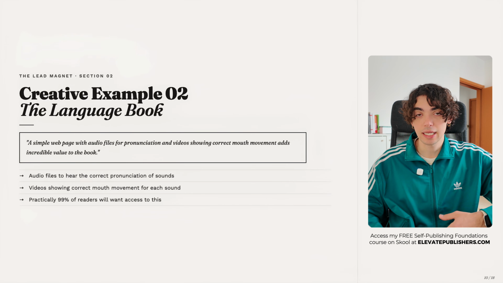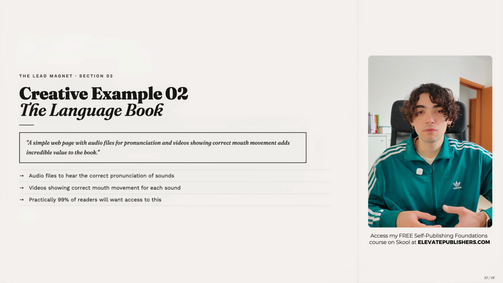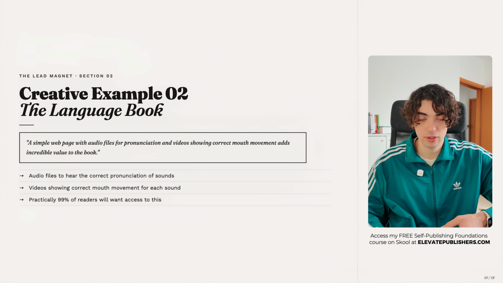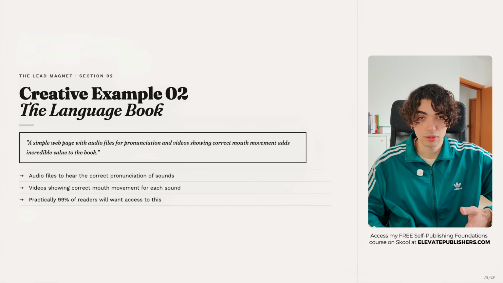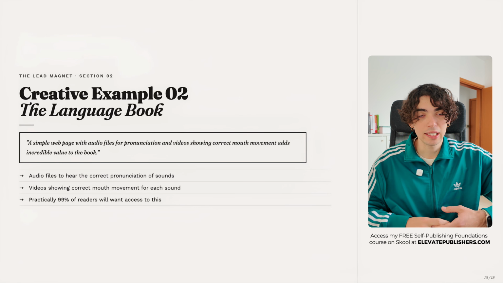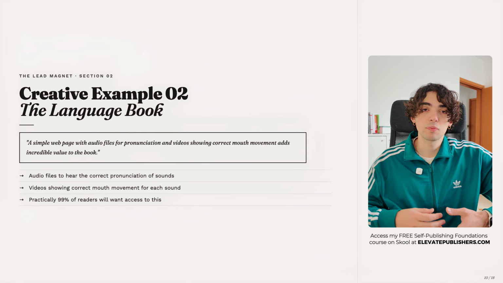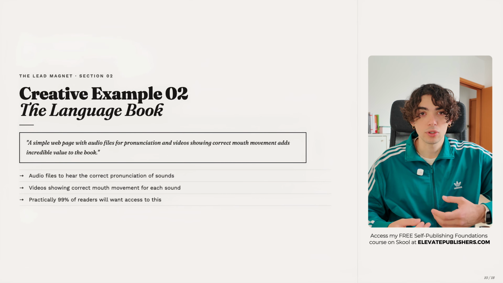Let me give you a second example. Imagine you want to publish a book to help people become fluent in a language. You could use a very simple page on your website as a lead magnet where you host audio files to hear the correct pronunciation of certain sounds, or videos where you show the correct mouth movement to get the right result. These elements add incredible value to your book and allow you to get leads automatically, because practically 99% of your customers will want to access support content like that.